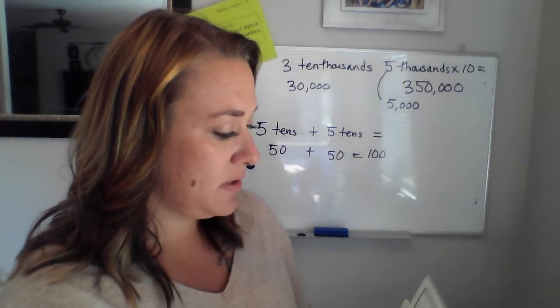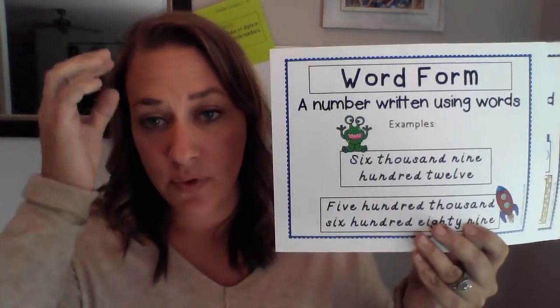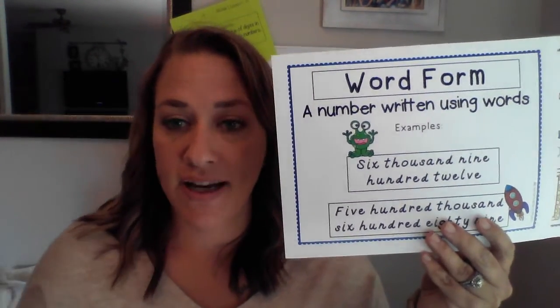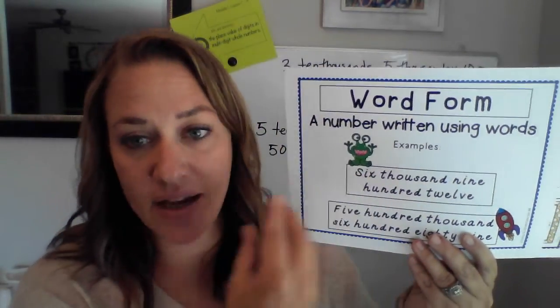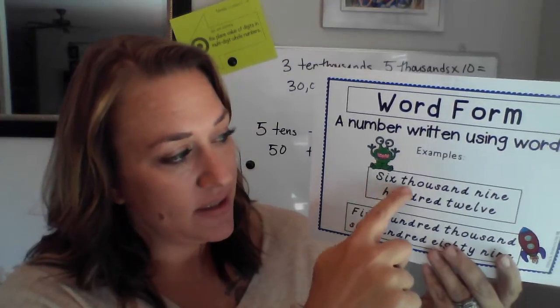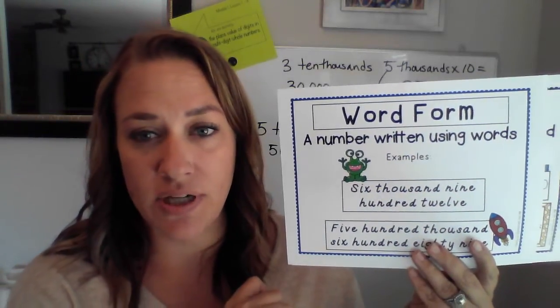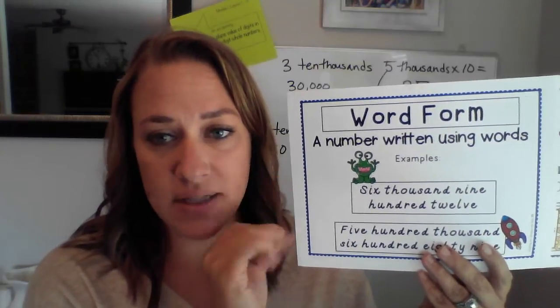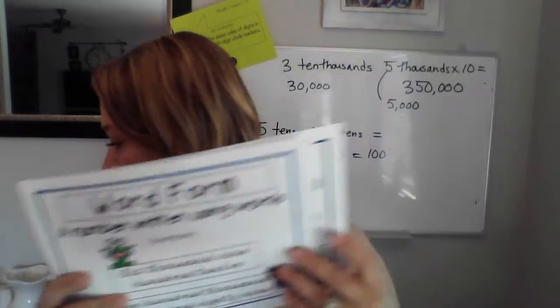And then the last one that we're going to work with today is word form. And word form is writing the number using only words. So 6,912 is written exactly how you speak it. You write the words. So we're going to work on these 3 different ways we can represent numbers today. Okay.